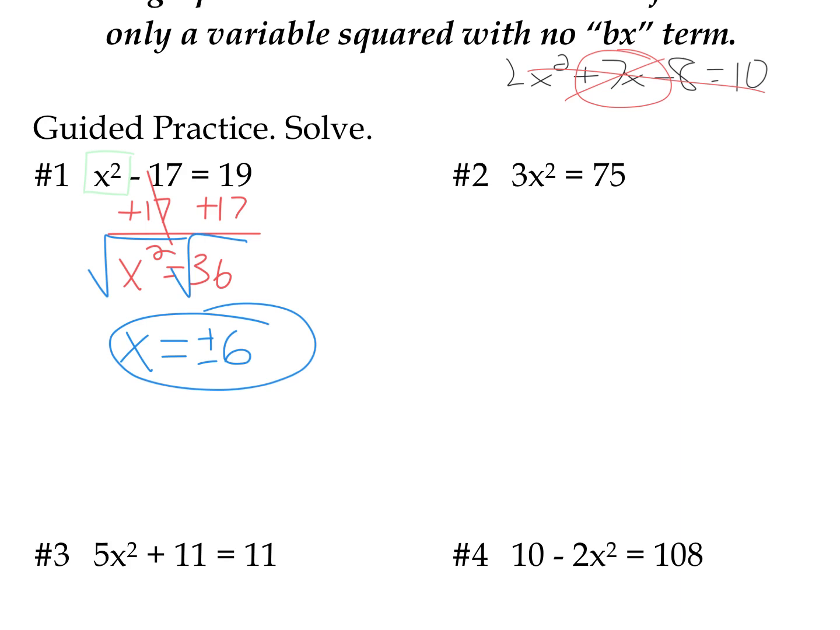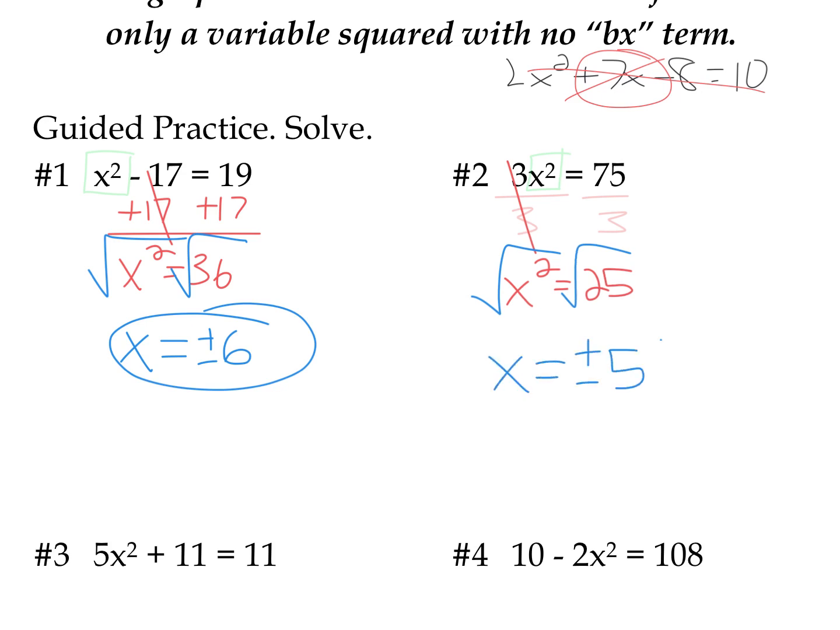In this next problem, again, we want to isolate the x squared and get it by itself. So what do I need to do there? I need to divide by 3. So I can divide by 3 on both sides. And when I do that, the 3 is going to cancel. I'm going to get x squared equals 25. Now I can square root both sides. I'm going to get x equals plus or minus 5. So 5 and negative 5 are both solutions to that equation.